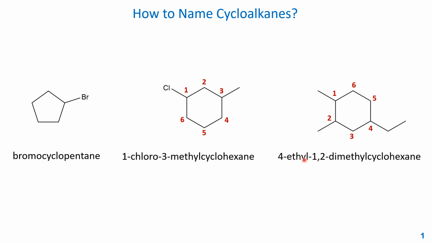So why do you have to put the ethyl first? Because of alphabetical order. You have to put the different substituents in alphabetical order in the name. You have to do that. Okay.